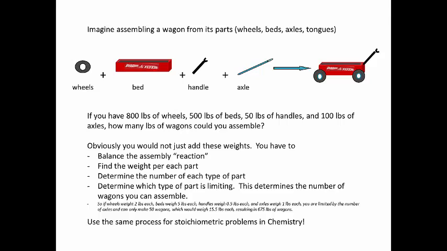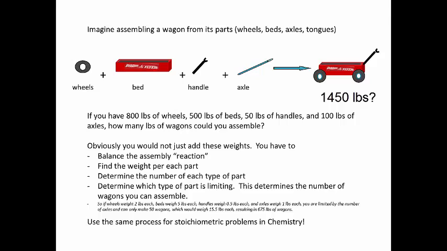And so you walk into the assembly plant and you're told that you have an 800-pound box of wheels and a 500-pound box of beds and a 50-pound box of handles and a 100-pound box of axles. And the question then is, how many pounds of wagons can you assemble with those components? So you're thinking 800 plus 500 plus 50 plus 100, that's 1,450 pounds of wagons.